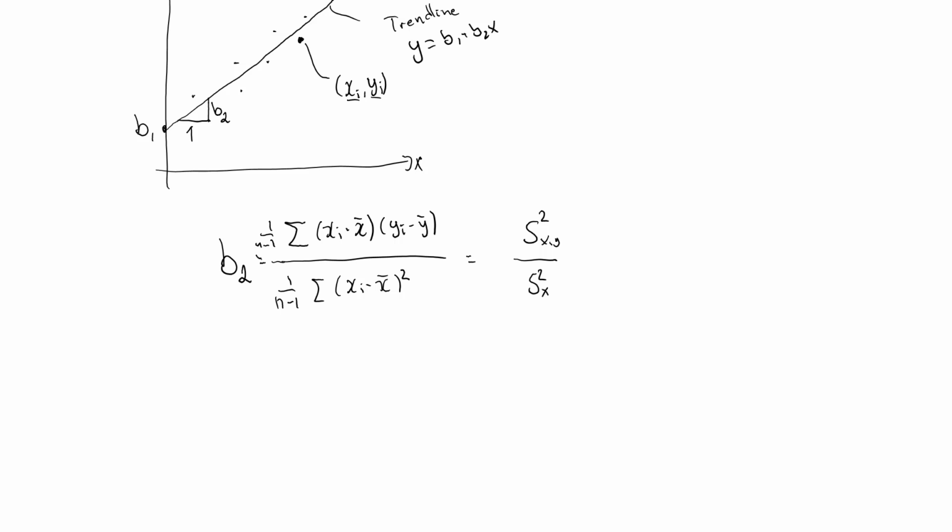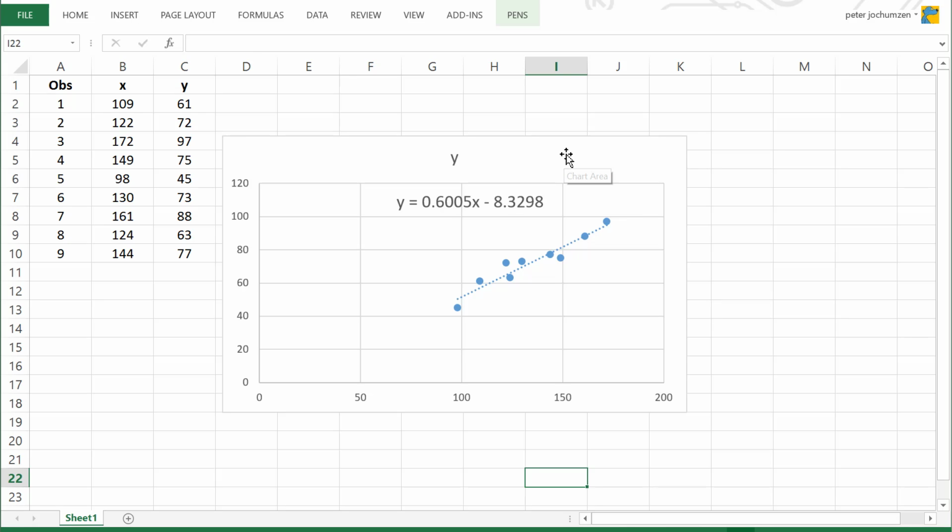This also means that you cannot swap the x data and the y data. If you swap the x data with the y data, then the result for B2 will be different. The sample covariance will not change, but if the y data is on the x-axis, then you're supposed to divide by the sample variance of y, and that will be a different result. So keep in mind, we do not treat the x and the y variable equally. We have this concept that it's the x variable that explains the y variable and not the opposite.